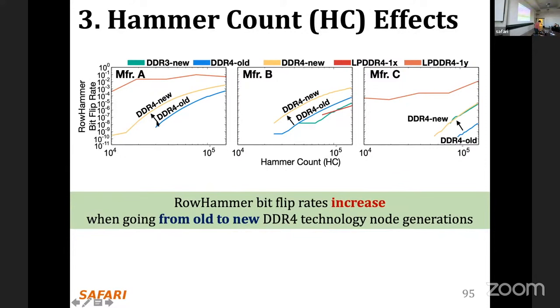As we go from DDR4 chips to new DDR4 chips, the curve shifts to the left, meaning the first bit flip happens earlier with fewer hammers, and the curve also shifts up, meaning at a given hammer count, you get more bit flips. And that's true across all manufacturers, as you can see.